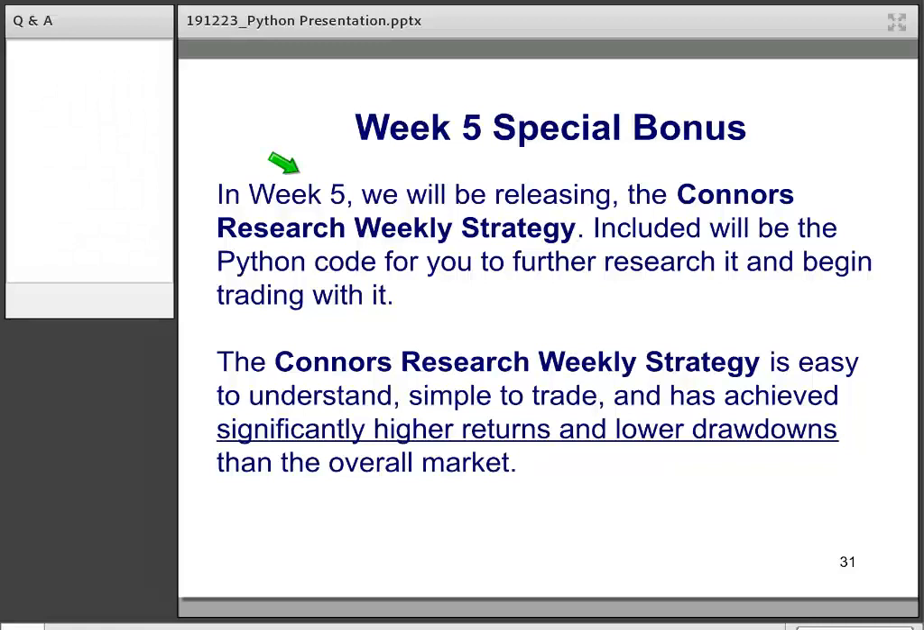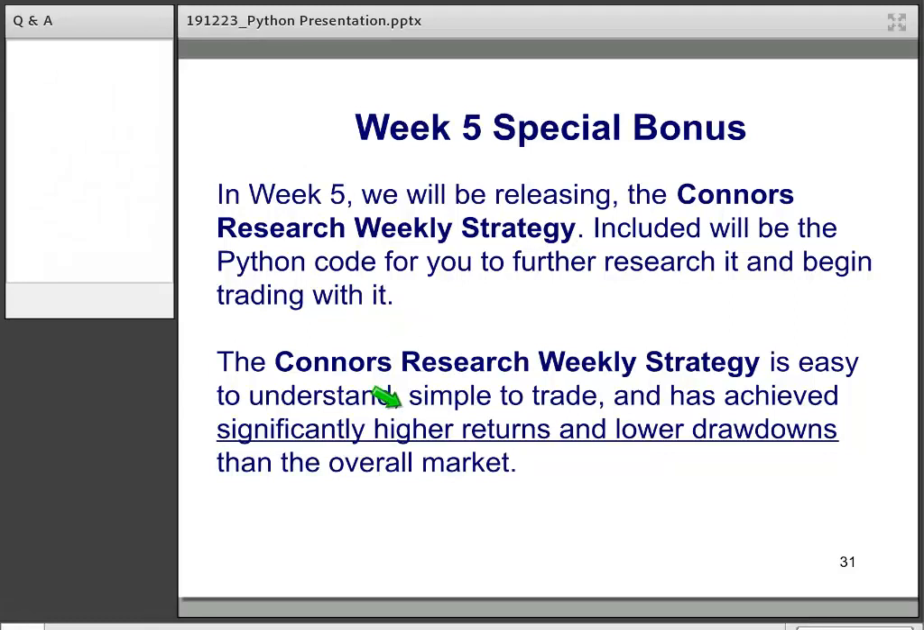Okay. Also in week number five, what we share there is we release a strategy, the Connors Research Weekly Strategy. It's included. And what also we include, we give you the code. This is Chris's code for you to be able to see how Chris wrote it. You're also able to take that code and run it there immediately. Okay. Strategy, easy to understand. It's simple to trade.